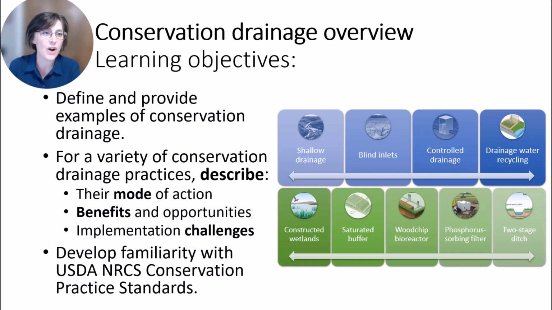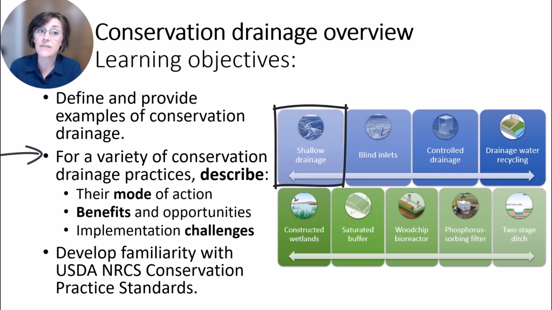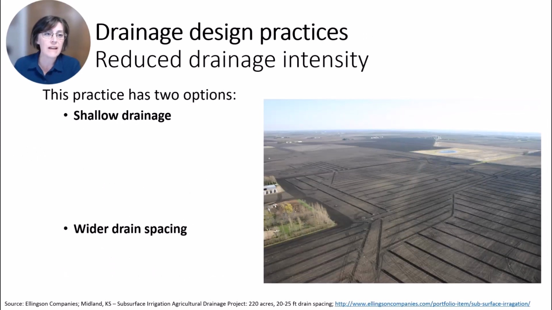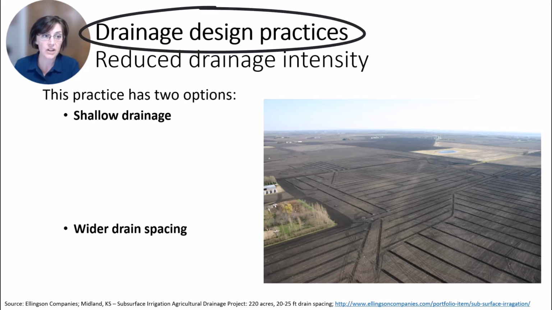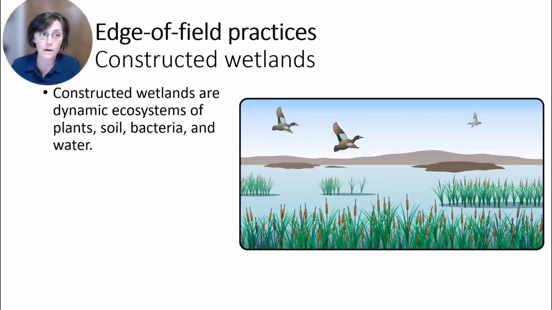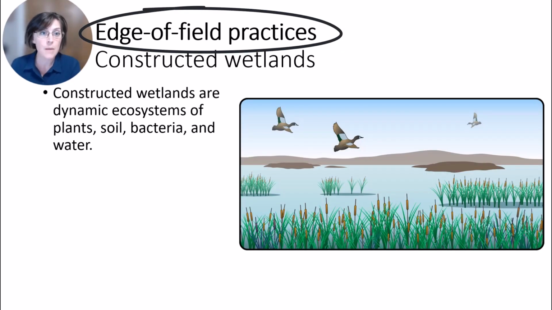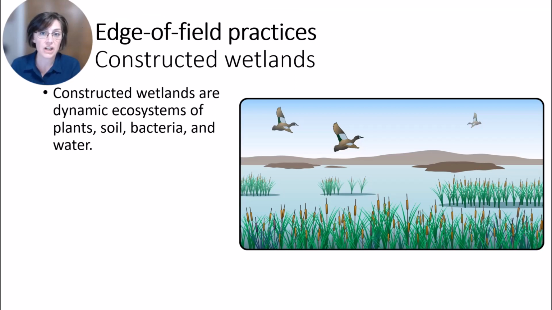In this lesson, we'll discuss our first conservation drainage practice, the practice of reduced drainage intensity, and more specifically, the practice of shallow drainage. Note that in the rest of the lessons in this module, the title header on the slides will either say drainage design practices or edge of field practices, but these are all still in the conservation drainage overview module. You're in the right place, just feel free to ignore that header.